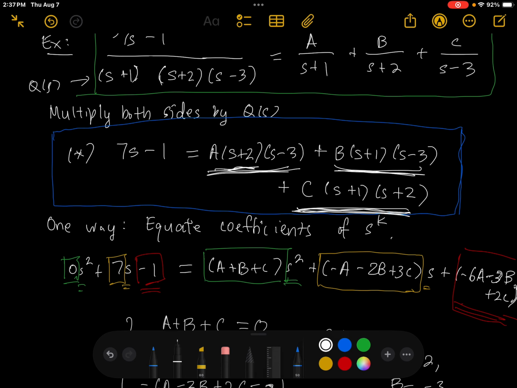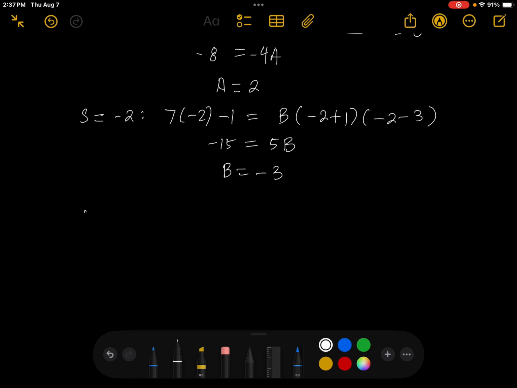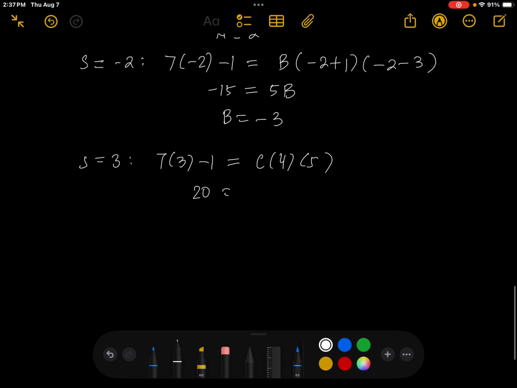What's a good value of s to plug in? A good value of s to plug in is going to be 3. Because if you plug in 3, you see this s minus 3 in the a and b parts. So those are going to turn into 0. So let's plug in s equals 3. If you do that, you get 7 times 3 minus 1 equals c times 4 times 5. And that's going to give you 20 equals 20c, so c is equal to 1.